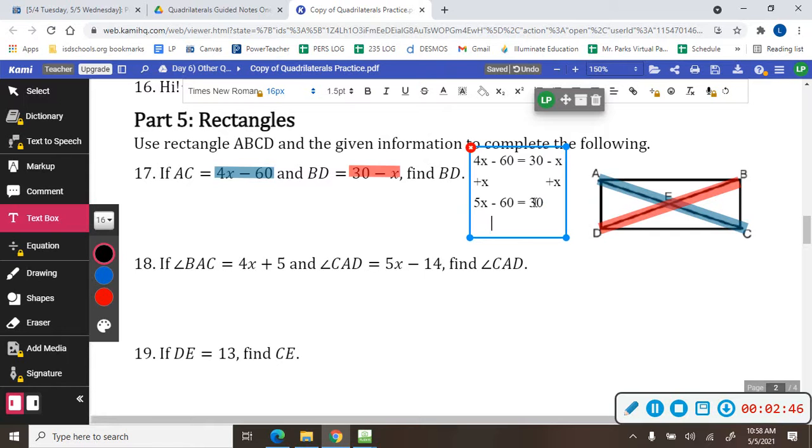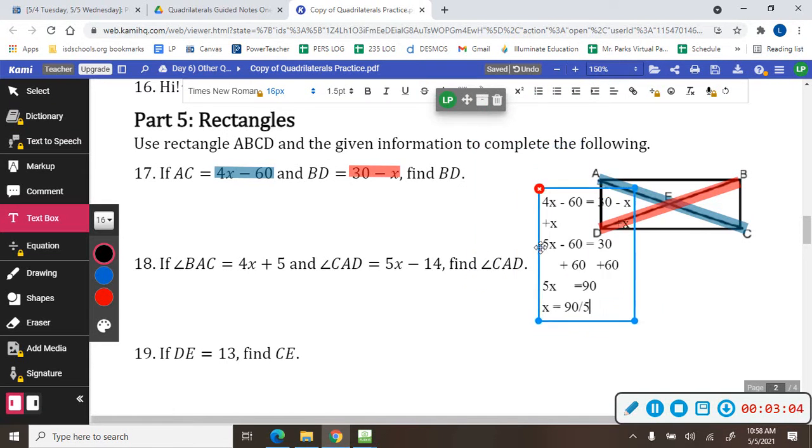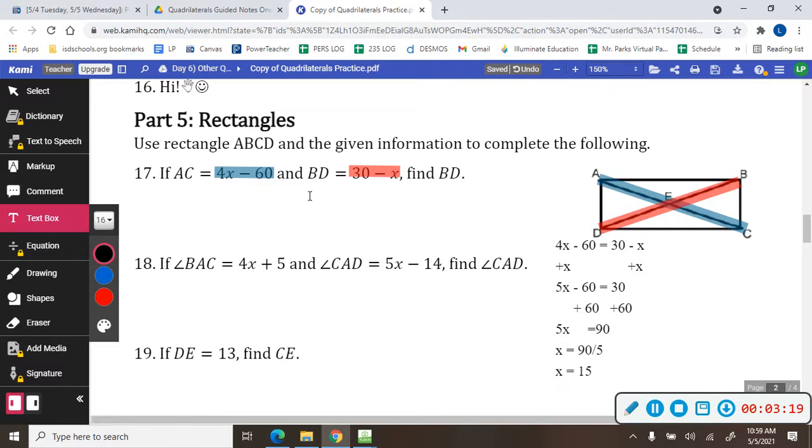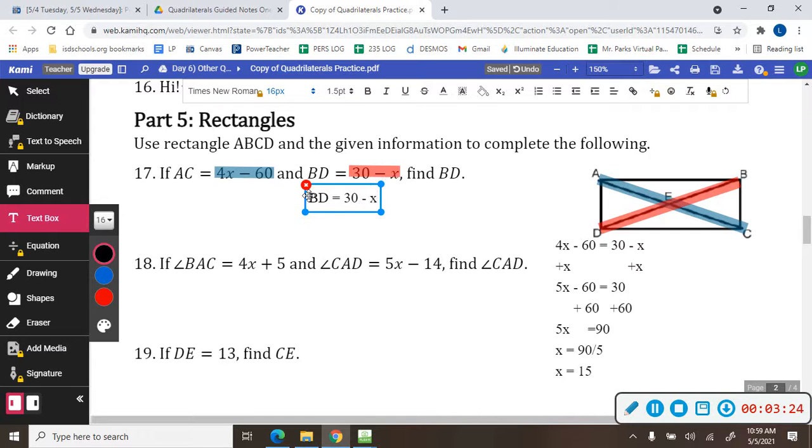And then you could add 60 to both sides. You get 5x. And this is using a lot of algebra 1. 5x is 90. Divide by 5, you get x is 15. Now they didn't ask me to find x, they said find BD. So to find BD, I need to plug 15 back in. So BD would equal 30 minus x. But x is 15. 30 minus 15 is 15.